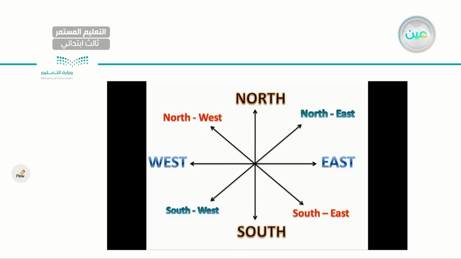Now let's get into more details. If I have north, south, east, and west, what's in between is northeast, southeast, southwest, northwest. Okay? Focus on northwest because it will be mentioned in our comprehension. Let's read again. North, south, east, west, northeast, southeast, southwest, and northwest. Okay?